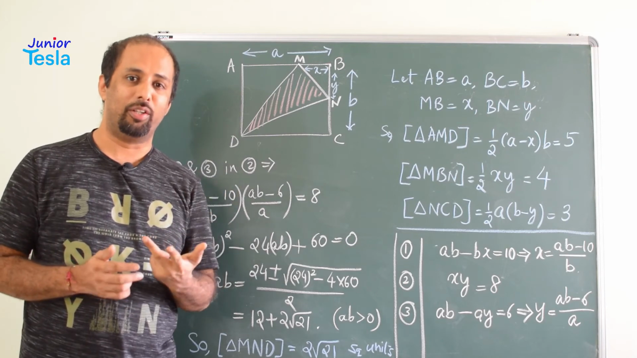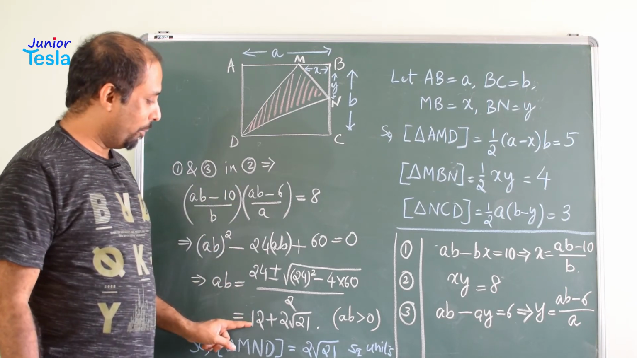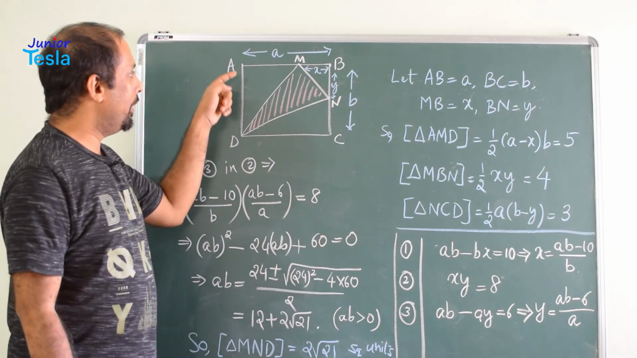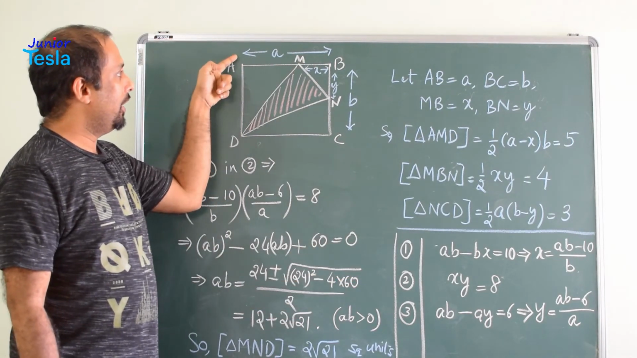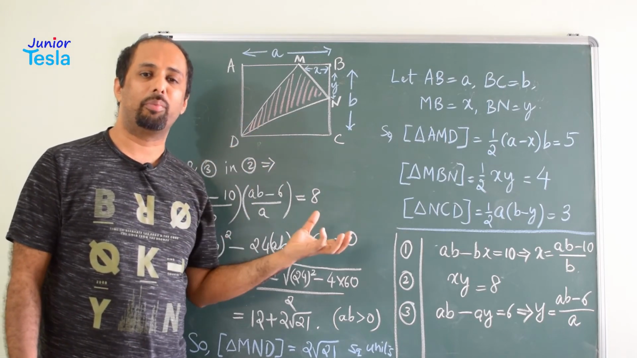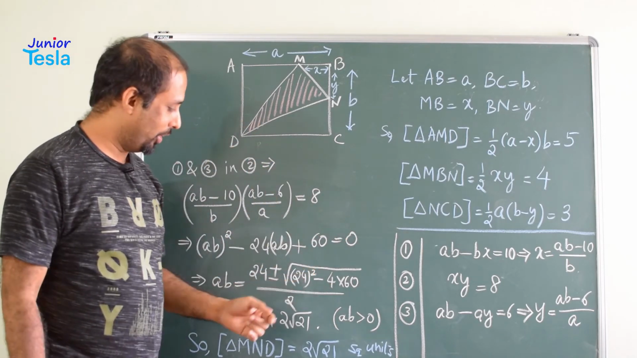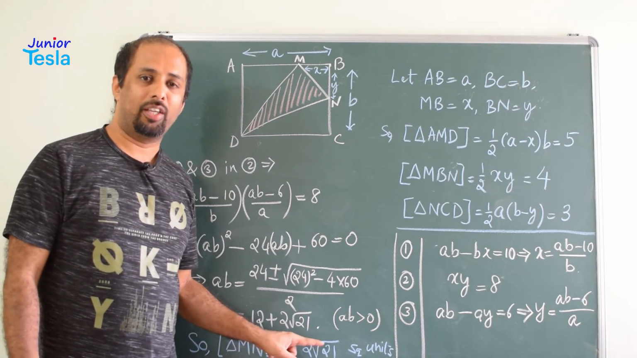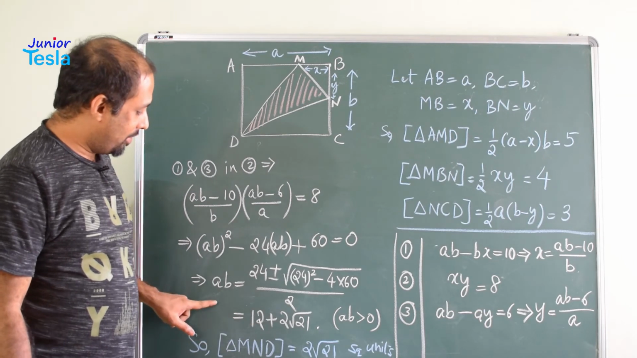So you have two values. Now 12 minus 2 root 21 will be a negative value. But here ab is basically what? It is a into b, so it is the total area of the rectangle. So definitely it cannot be a negative value. It must be a positive value. So we are taking only 12 plus 2 root 21. So now this is the value of ab.